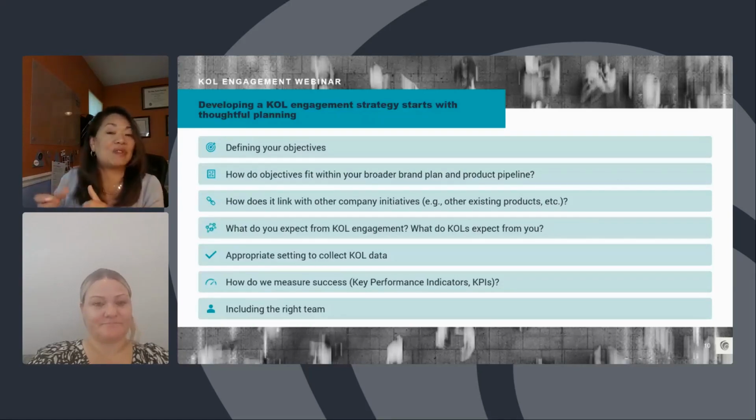Then thinking specifically about what expectations you want from a KOL engagement. But what I think we like to include as well is, what would KOLs expect from you? In that one-to-one exchange with KOLs, how do they want to feel set up and taken care of in terms of being set up for getting the right information, or giving you the right information? What's the appropriate setting to collect this KOL data?